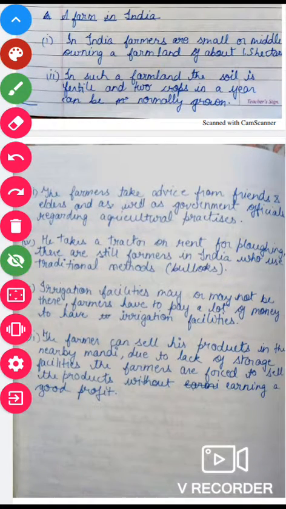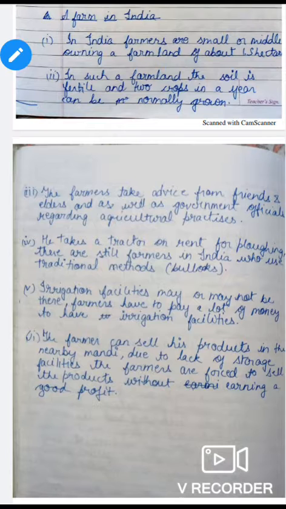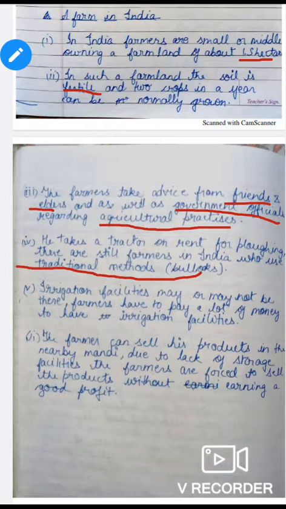Okay, so yes, farm in India. In India, farmers are small or medium, owning farmland of about 1.5 hectares. Okay, in such farmlands the soil is fertile. One or two crops are grown in a year. Third point is farmers take advice from friends, elders as well as government officials regarding agricultural practices. He takes a tractor on rent for plowing. There are still farmers in India who use traditional methods, bullocks.